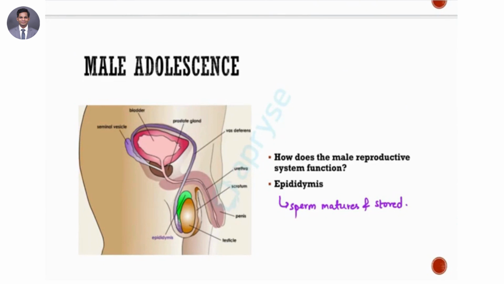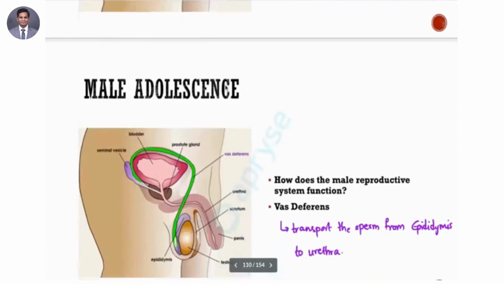So it stores the sperm temporarily, and then the sperm moves from the epididymis to the next one, which is the vas deferens. We have not come to the vas deferens yet, but you can see this here. During this time period, the sperm is stored here and matures here, and then it gets delivered to the next one, which is the vas deferens. Is this clear? What is the vas deferens?